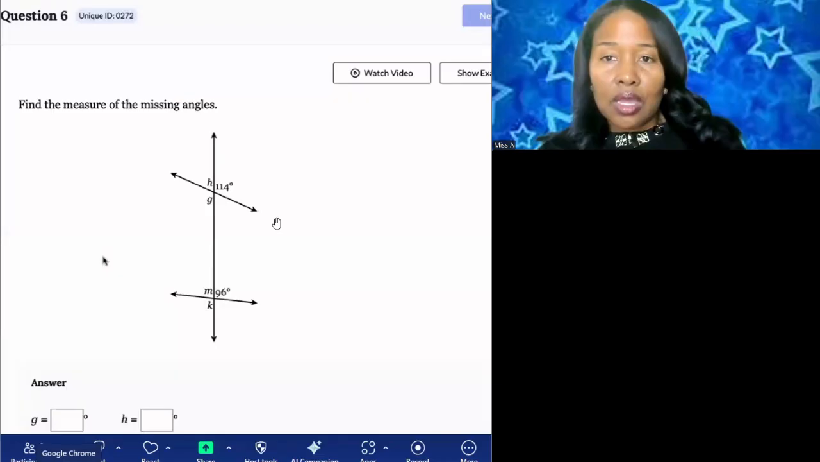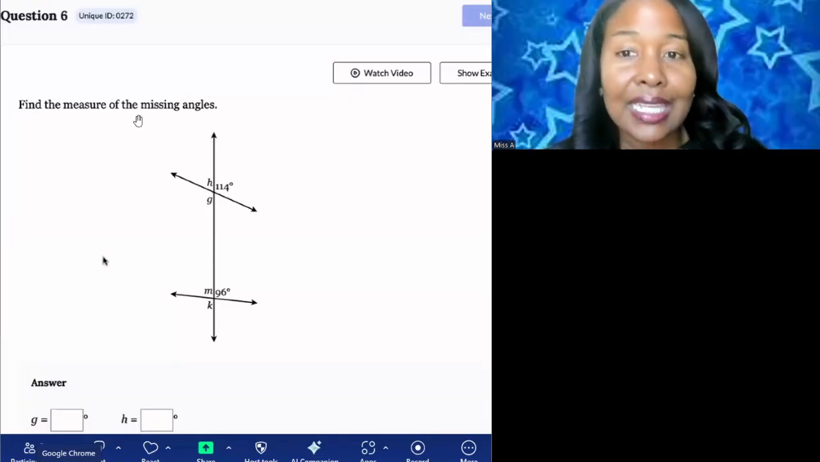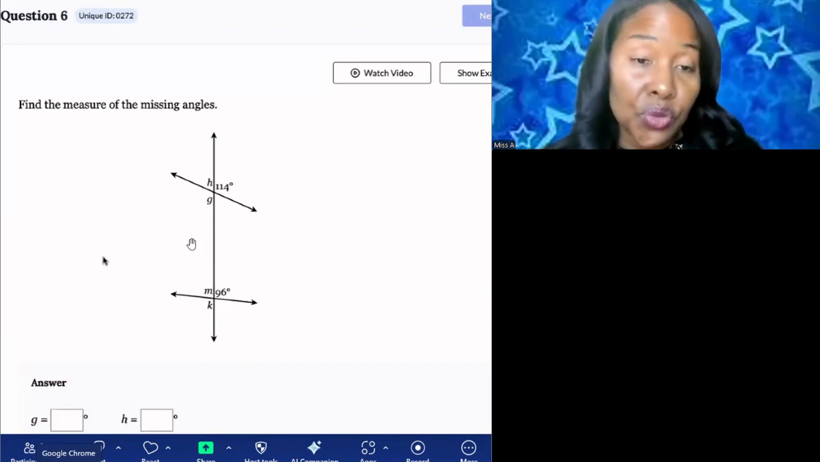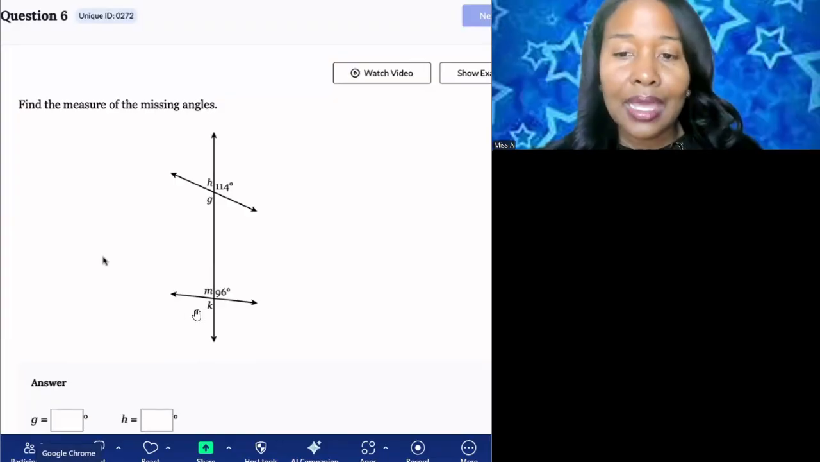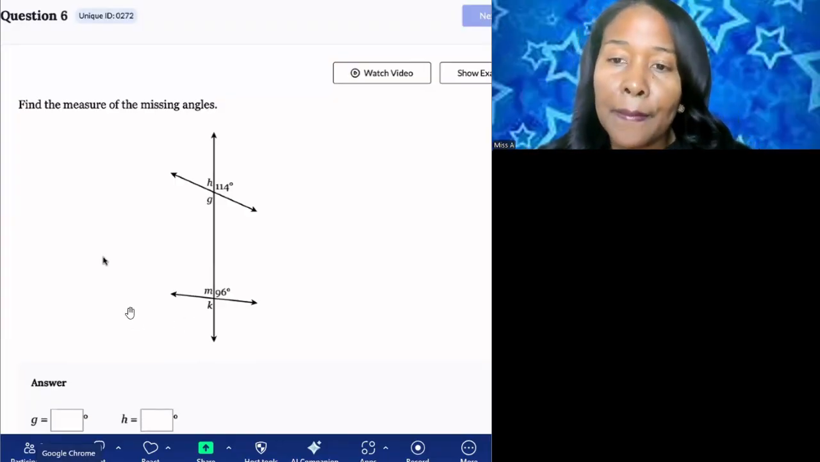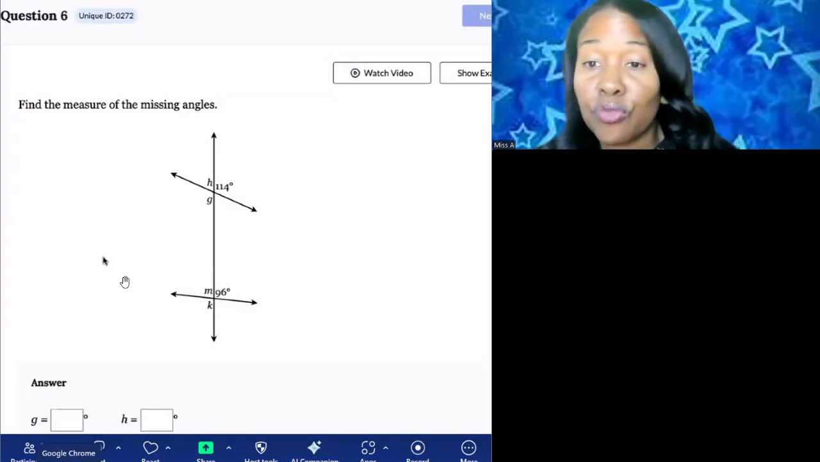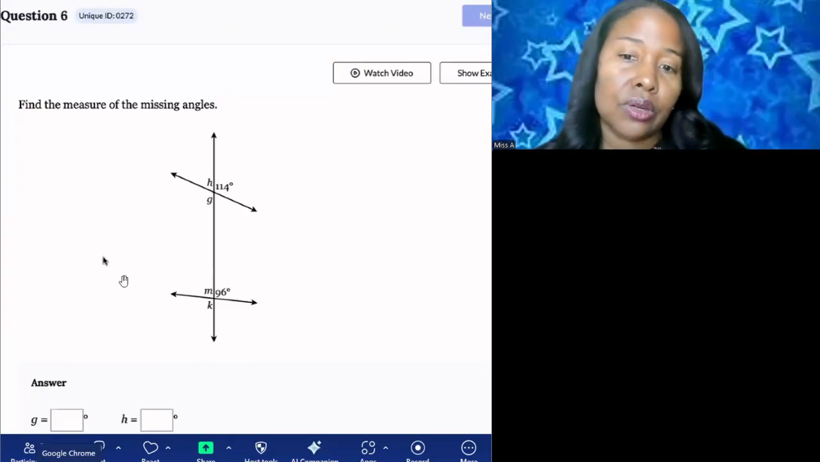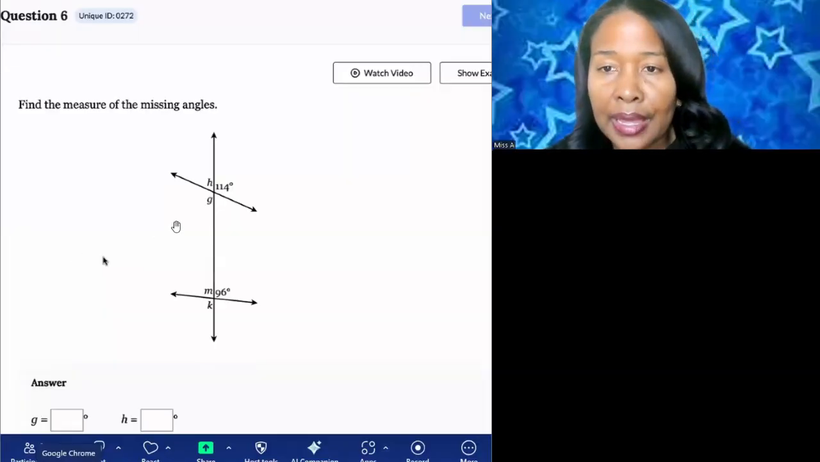Alrighty, so the directions say find the measure of the missing angles. We've got quite a few missing angles here: angle H, angle G, angle M, and angle K, right? But we are going to be using what we know specifically about supplementary angles and vertical angles here. So I want to do a quick review, okay?